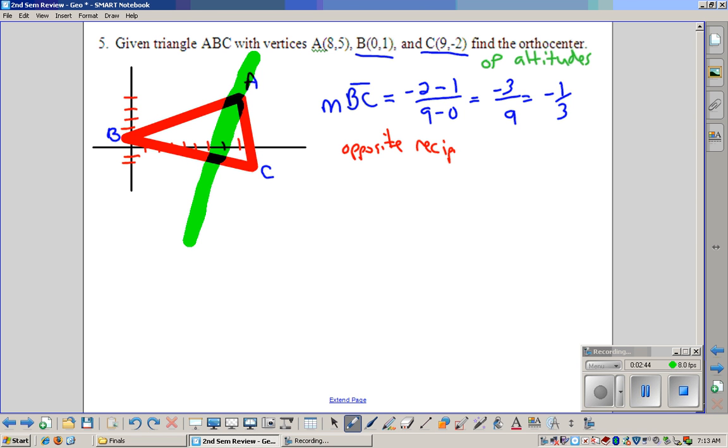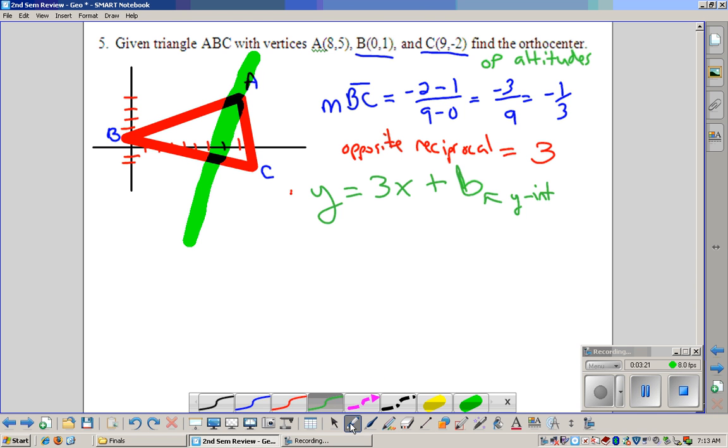Okay, so negative 1/3, that means the slope of the green altitude should be the opposite reciprocal of the slope of this line. So the opposite reciprocal means to flip the fraction and make it positive if it's negative. So this slope will be 3. So we know that the equation of the green line looks like this. Okay, that's the slope. This is going to be the y-intercept. So all we need to do is find what the y-intercept is.